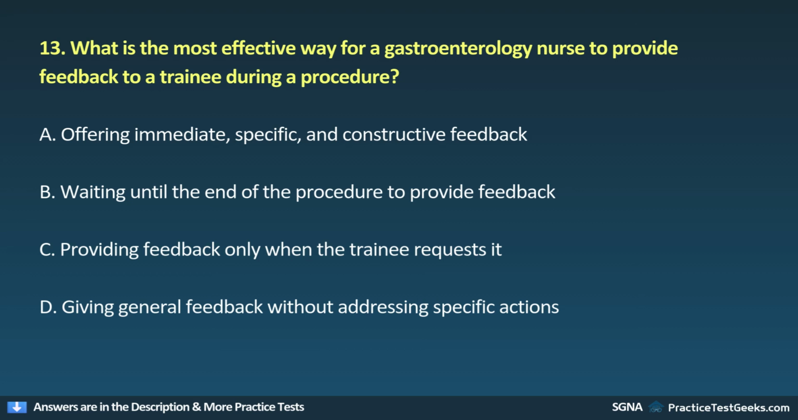13. What is the most effective way for a gastroenterology nurse to provide feedback to a trainee during a procedure? A. Offering immediate, specific, and constructive feedback. B. Waiting until the end of the procedure to provide feedback. C. Providing feedback only when the trainee requests it. D. Giving general feedback without addressing specific actions.